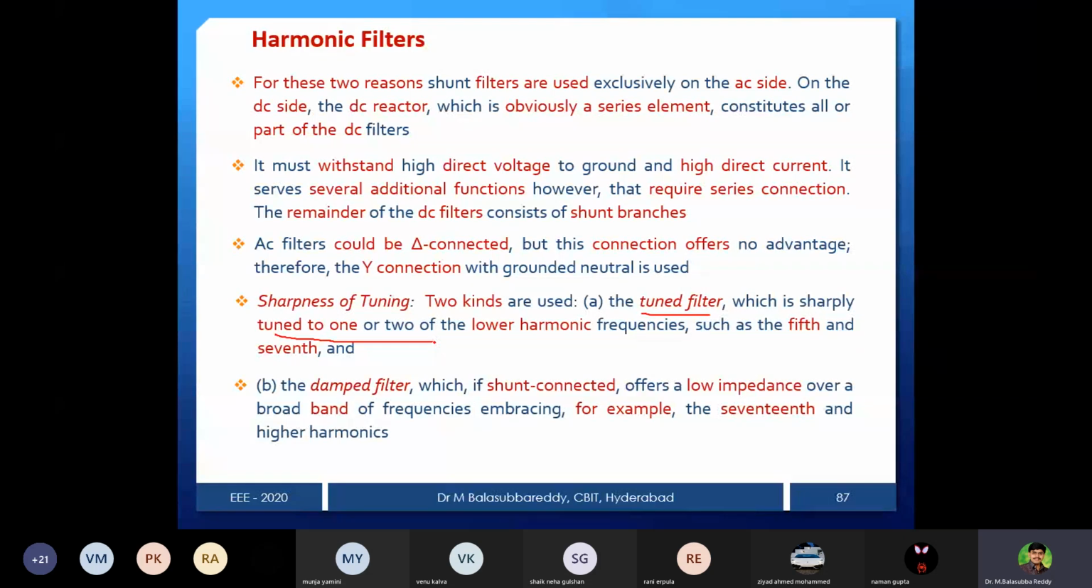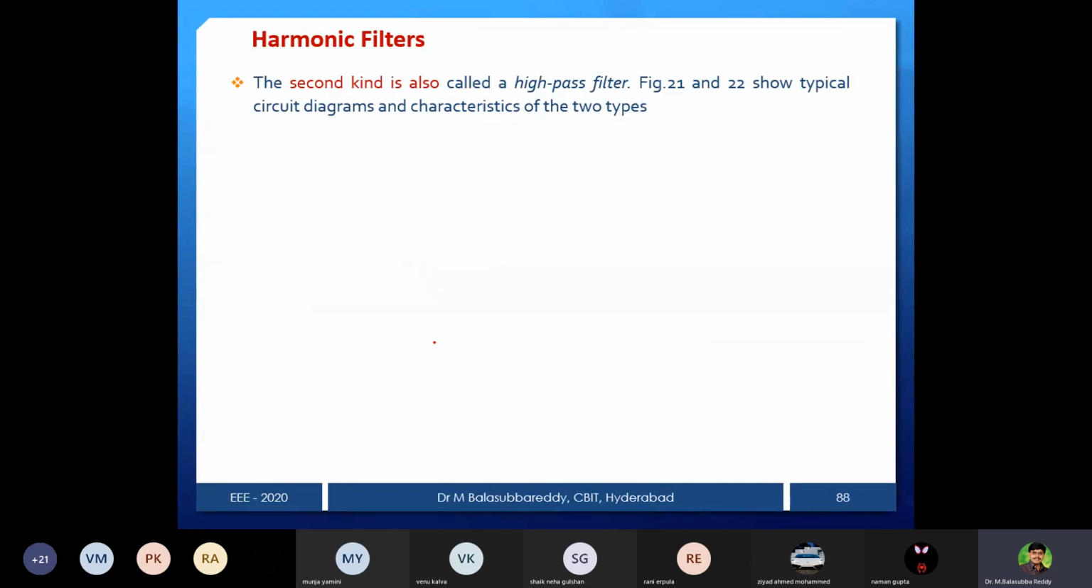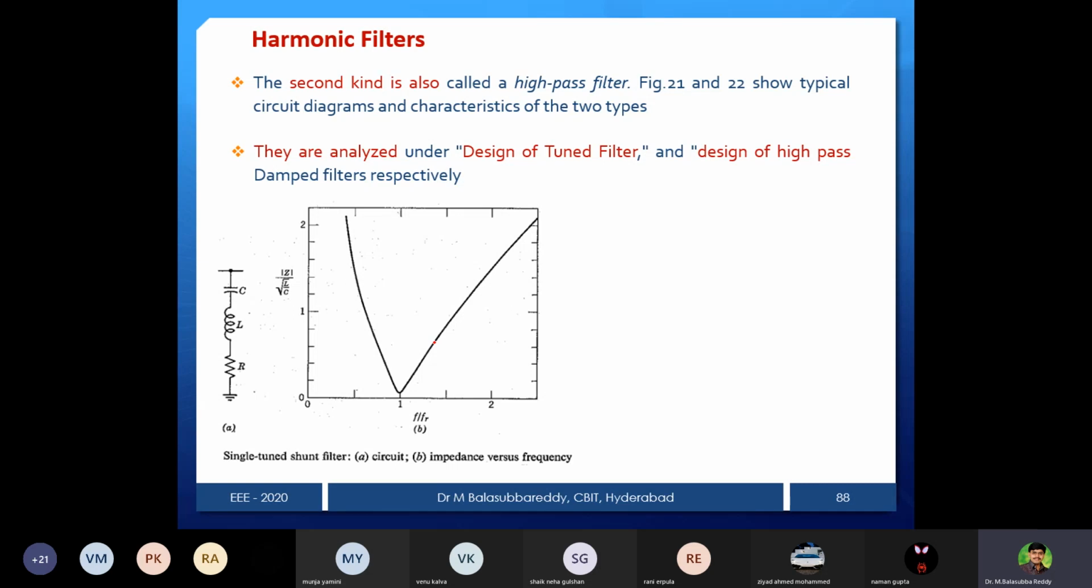The damped filter, if shunt connected, offers a low impedance over a broad band of frequencies embracing, for example, the 17th and higher order harmonics. You can see the second kind is also called a high pass filter. I will show small diagrams for that. There are characteristics of two types. One is they can analyze under design of tuned filter and design of high pass damped filter. We can use that.